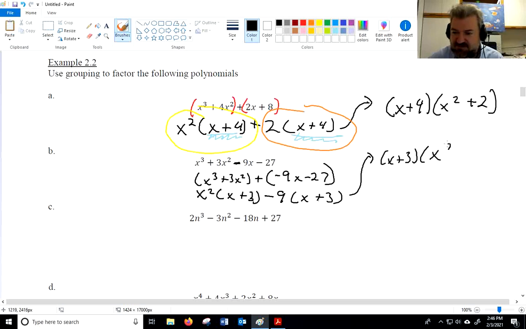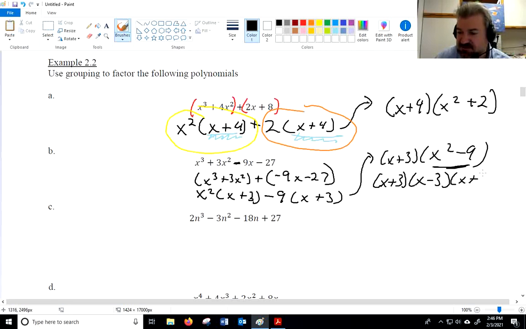And I'm left with x squared minus 9. But this is a difference of 2 squares, so I'm going to go further. So bring down the x plus 3, and then factor this as x minus 3 times x plus 3. Then that's a perfectly fine answer, but if you want to be really clever, you can say, well, this is x plus 3 squared times x minus 3. And that's exactly right. All right, let's take a look at the next one.